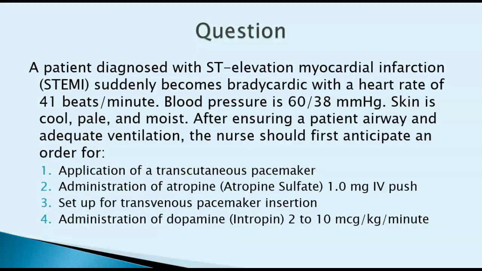Okay, here's our next question. A patient diagnosed with ST elevation myocardial infarction, also known as a STEMI, suddenly becomes bradycardic with a heart rate of 41 beats per minute, blood pressure 60/38. Skin is cool, pale, and moist. After ensuring a patent airway and adequate ventilation, the nurse should first anticipate an order for what? Application of a transcutaneous pacemaker, administer atropine, set up for transvenous pacing, or administer dopamine. All right, well, stay tuned. We'll cover that material.